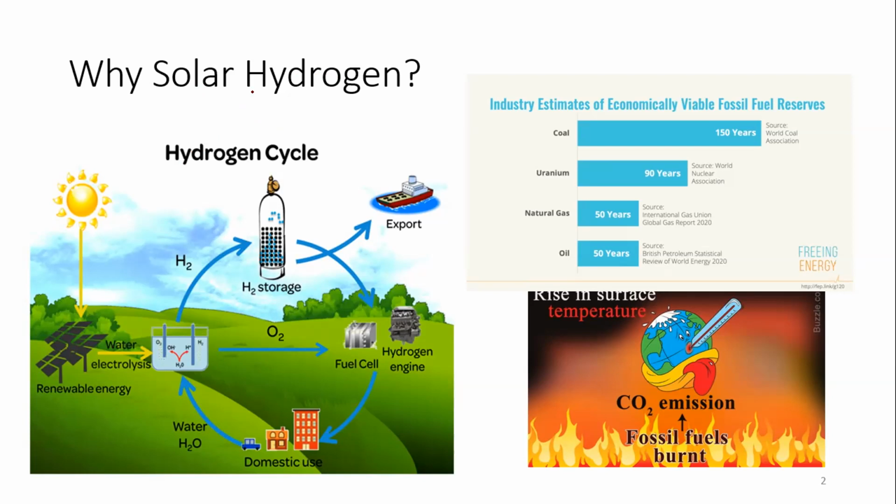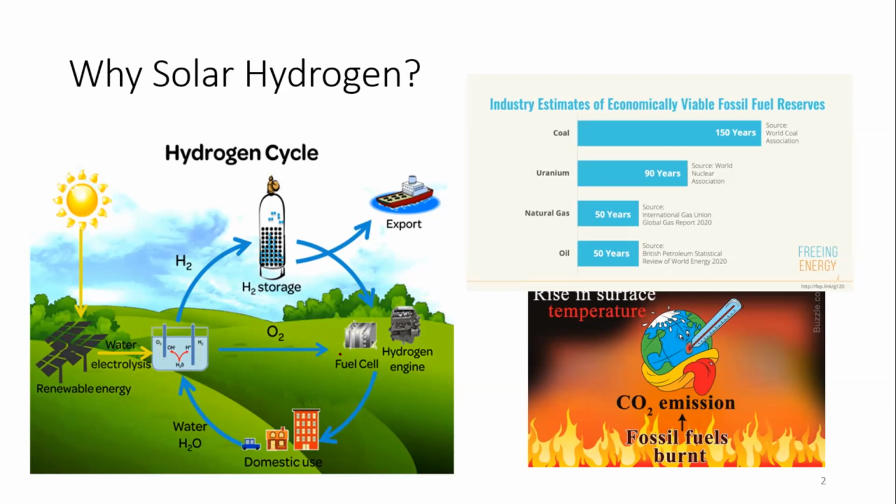In this solar hydrogen cycle, we capture the solar light and convert it to hydrogen. This hydrogen can be stored in a tank or reservoir, either in the gas phase or in the liquid phase, depending on the situation. And this hydrogen can be used to drive automobiles, either using a hydrogen-based combustion engine or using fuel cells. Using this fuel cell, we can also power our homes.